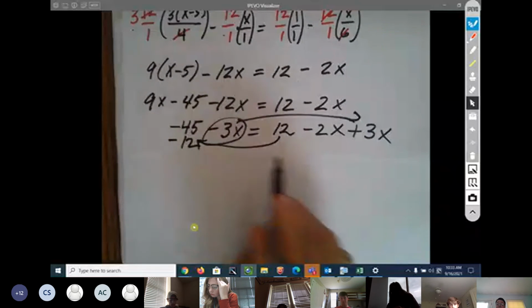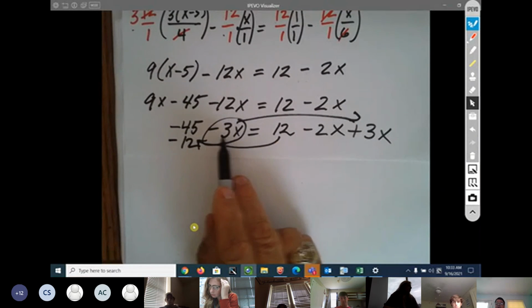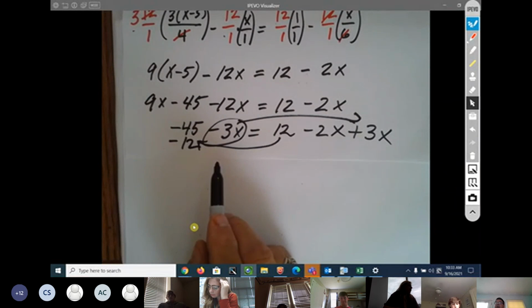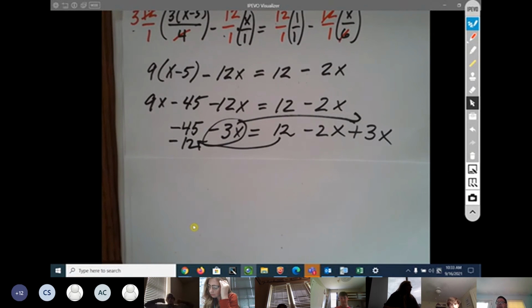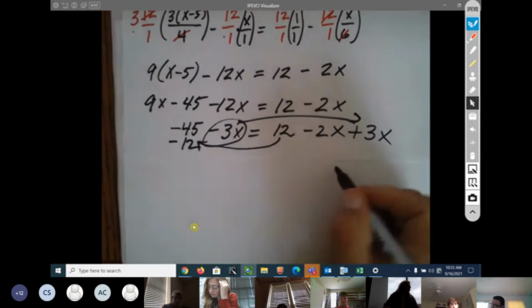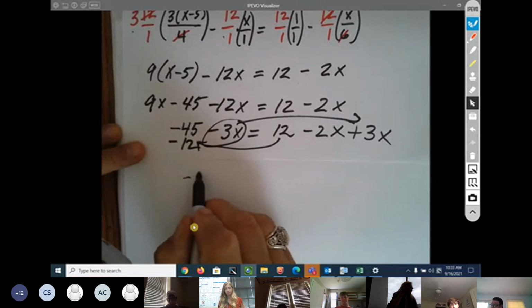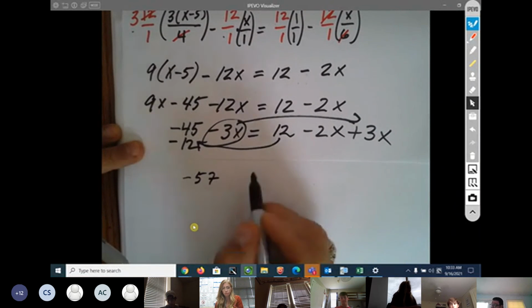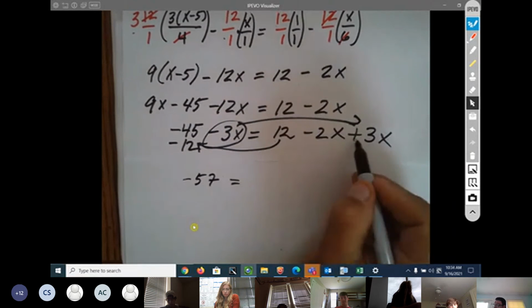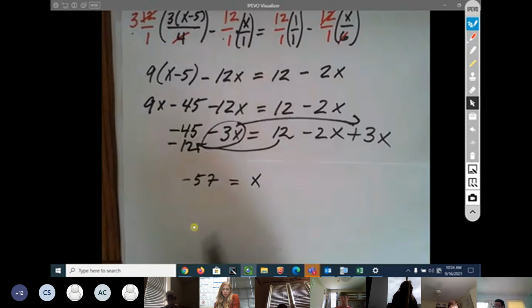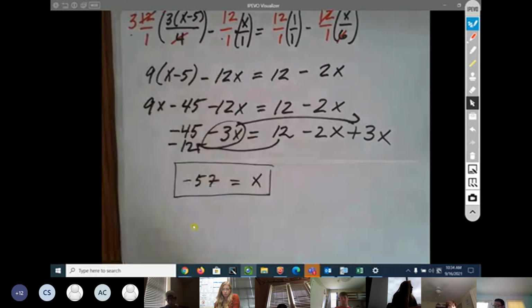I'm causing some people to have a heart attack there because I brought the 3x over here. And you can't, you got 2 kids and they on a seesaw. If they get on another seesaw, they can't switch. They have to stay on the same side. Yeah, whatever. All right, so negative 57 is equal to x. So x is equal to negative 57.